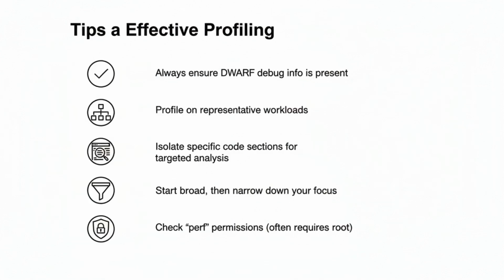To get the most out of perf and DWARF, keep these best practices in mind. Always ensure your DWARF debug information is present and accessible. Without it, your analysis will be severely limited. Profile on representative workloads that mimic real-world usage. A short artificial test might not reveal true bottlenecks. Isolate specific code sections if you suspect a particular area. Start with a broad, system-wide perf run, and then narrow down your focus as you identify problematic areas. Finally, always check your perf permissions, as it often requires elevated privileges to access kernel events. Being methodical will save you a lot of time and effort.